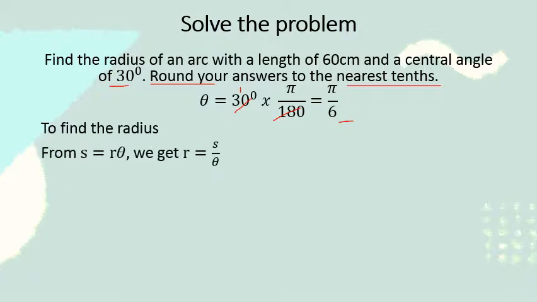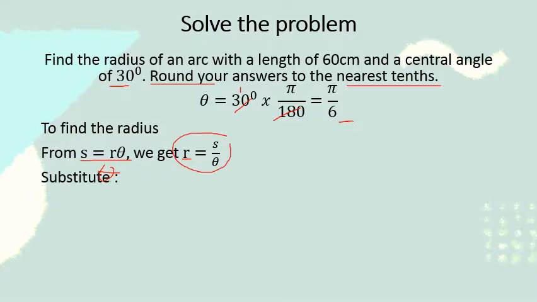So to find the radius using the formula S is equal to R theta, we get the radius by deriving it as R is equal to S over theta. So paano po mag-derive? I-isolate natin si R. Para ma-isolate natin si R, i-divide natin yung multiplier niya dito, which is theta, in both sides of the equation. So simply we got R is equal to S over theta.